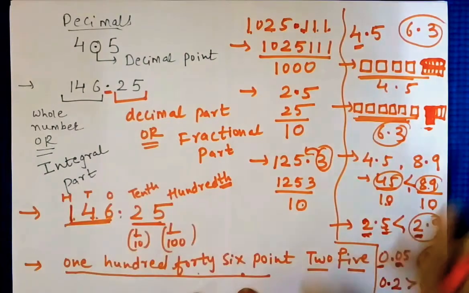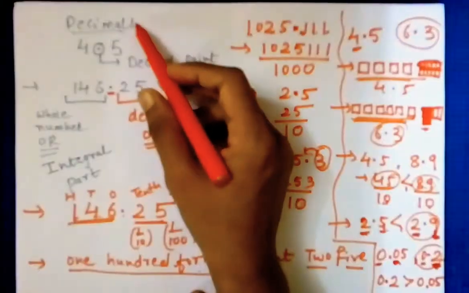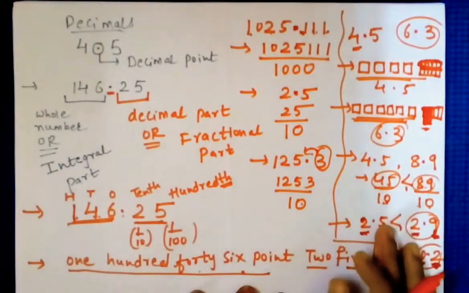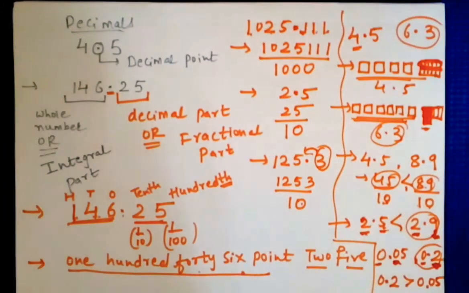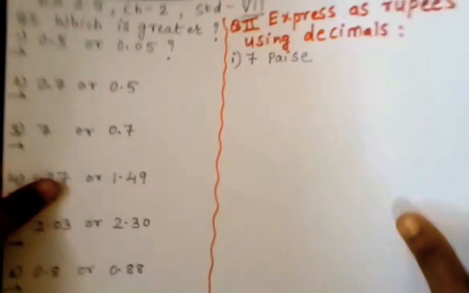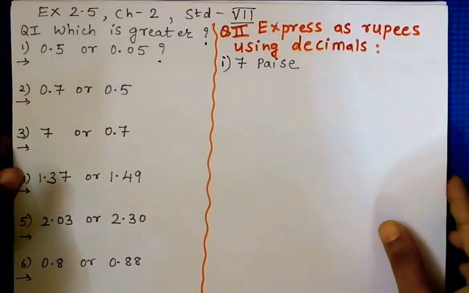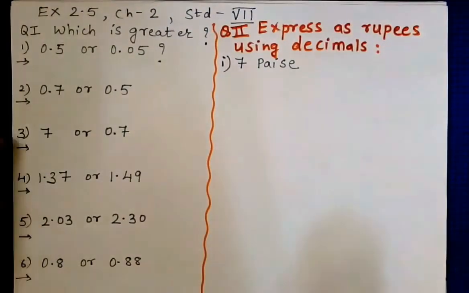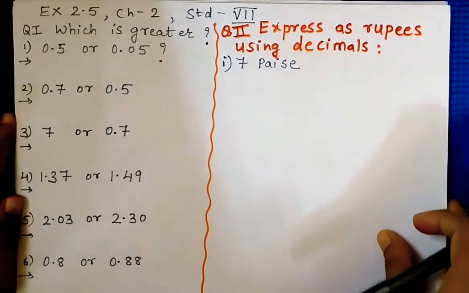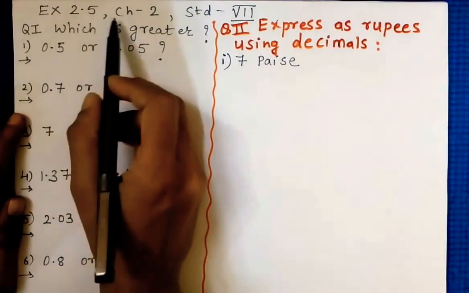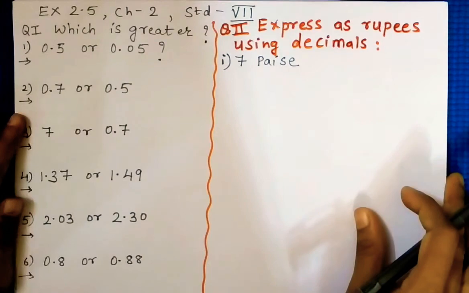So this was the basic things about decimals. I hope you understood this. Now we can proceed ahead with our exercise 2.5. Our exercise 2.5 is based on the same thing, how to compare decimal numbers. So let us start exercise 2.5 of chapter 2.